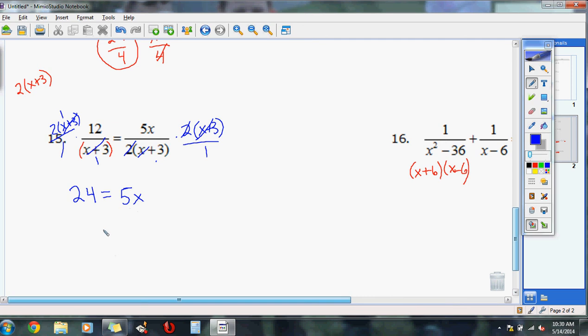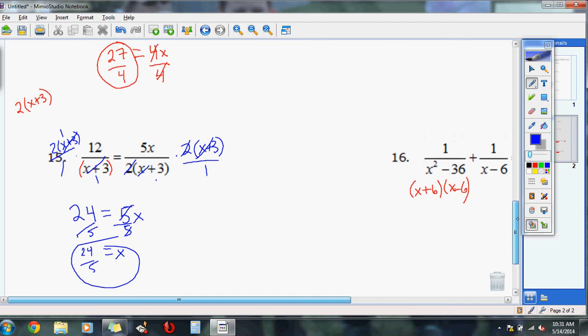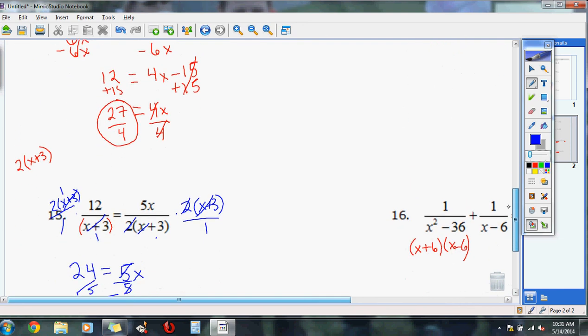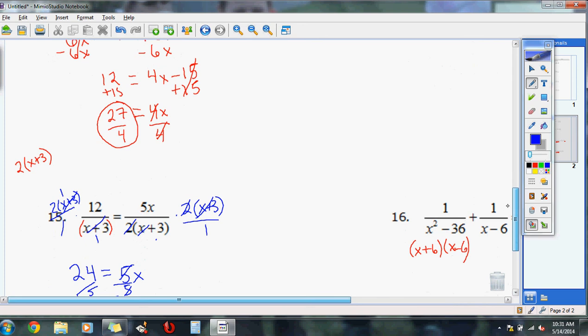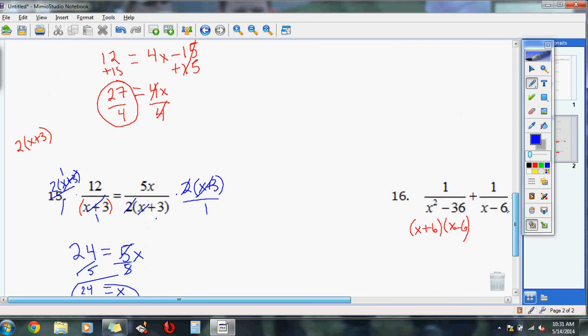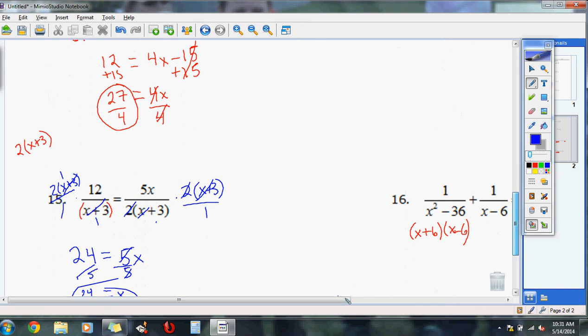Okay? And then we're going to divide both sides not by 24, but by 5. Okay? So you're going to get, as a final answer, 24 over 5. Some ugly answers. You can go back and check them. They're kind of hard to check because they're ugly and they're fractions. But I just want to say one more thing. 13 and 15 here, if you wanted to, you could have cross-multiplied. So if you're comfortable with cross-multiplying, that works for those two. Doesn't work for all the problems.